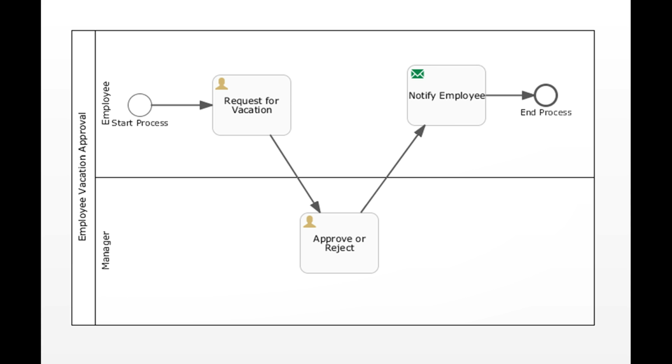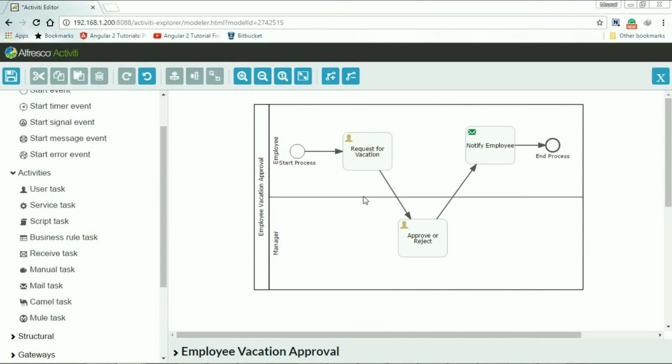Now we are going to create a business process for the same example in the Activiti designer. So let's switch over there. In the Activiti designer, we can see an employee vacation approval process. I have created a simple process so that we can understand pools and lanes easily.